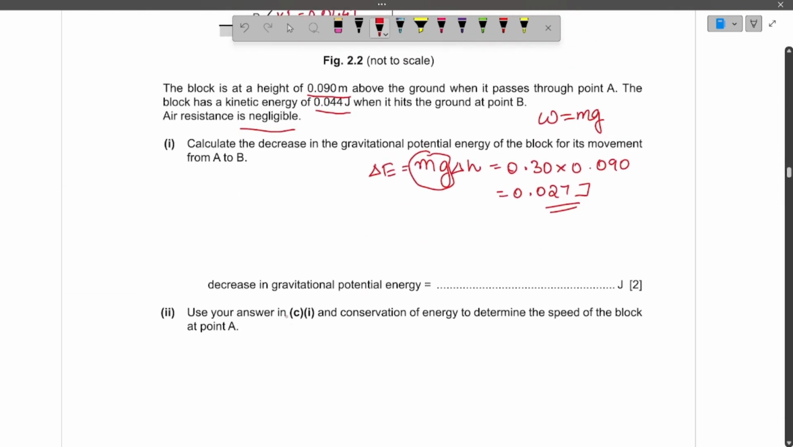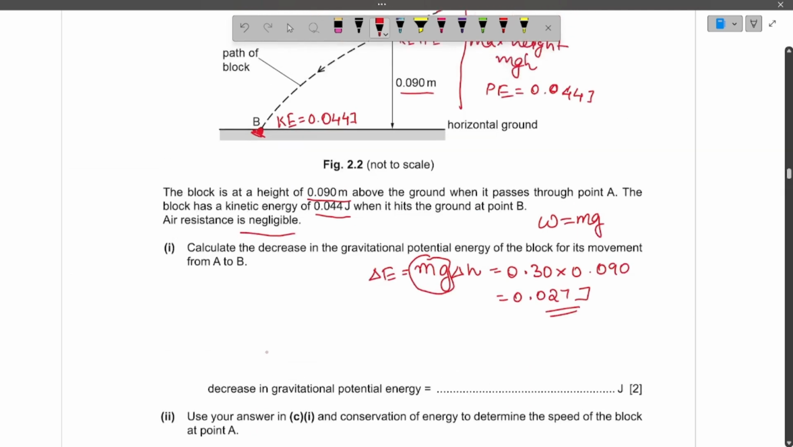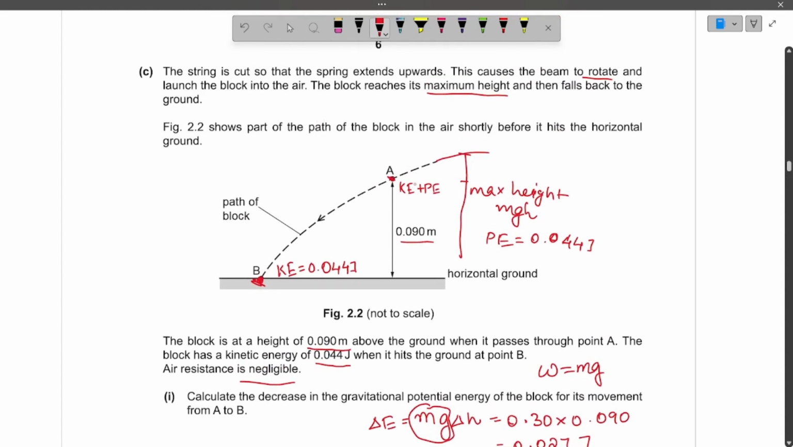Use your answer in C1 and conservation of energy to determine the speed of the block at A. So at the point A, what will be the speed of the block? As I already told you, there will be kinetic energy and potential energy. So the potential energy of this block at position A, you already calculated, but you need to find out the kinetic energy, because the kinetic energy term is the only one having the velocity, not the potential energy, right? So here is the relevance of this term, air resistance is negligible. So if the air resistance is negligible, you know that there are no forces acting on it and the energy will be conserved, and you need to use that also.